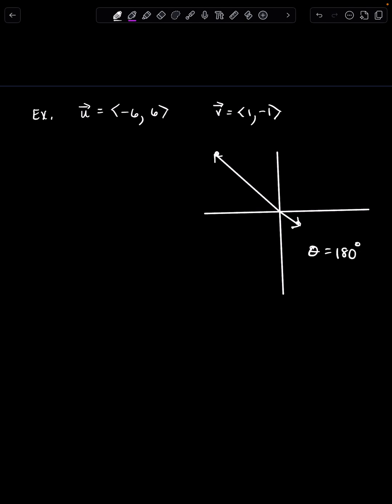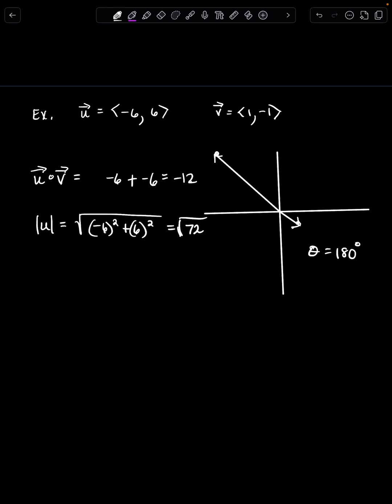Let's confirm that. All right, so let's find the dot product. Our dot product is going to equal negative 6 times 1, which is negative 6. That is not a vector. It's a number. I don't know why I drew that. All right, so we've got negative 6 plus negative 6, which is negative 12. If I'm going to find the magnitude of u, that's going to be the square root of negative 6 squared plus 6 squared, which is the square root of 72.